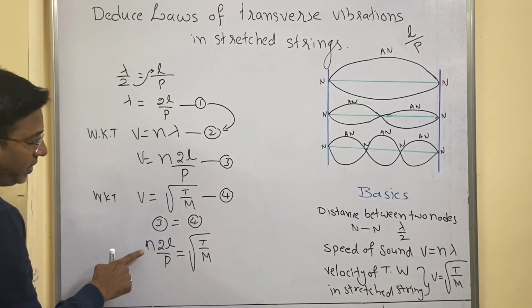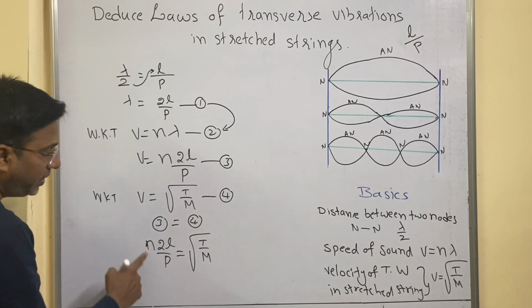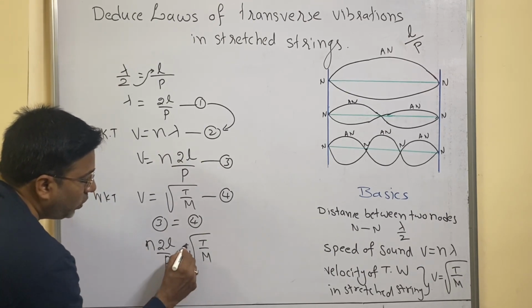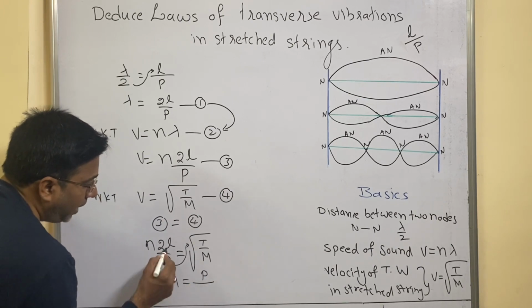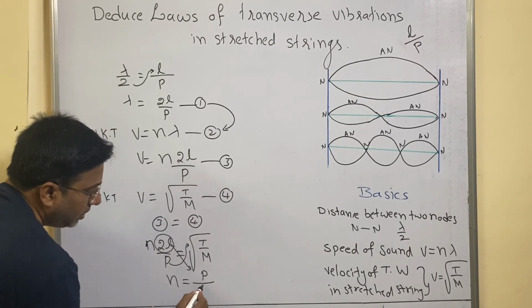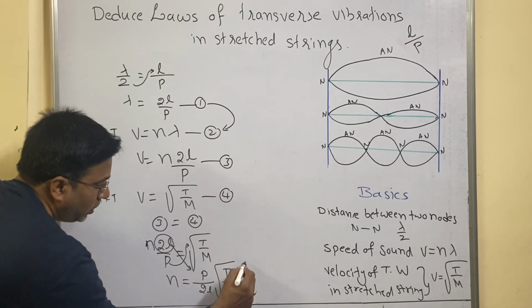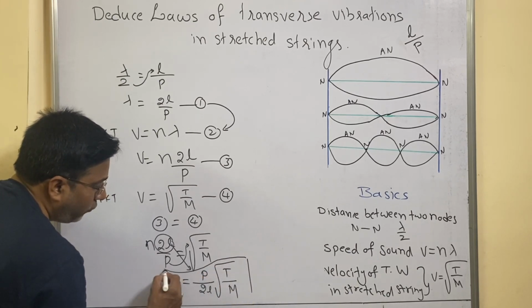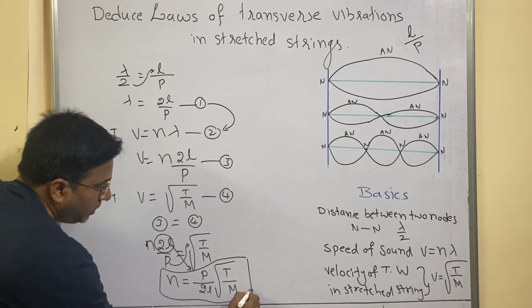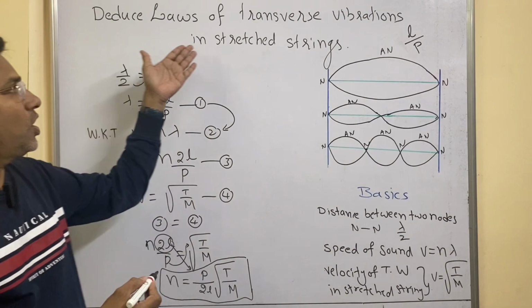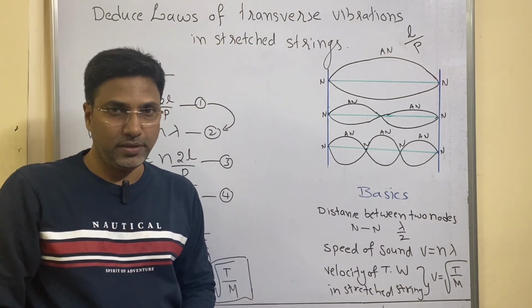So what we have to find here? The formula of n we have to find here. Therefore, from here we can write n is equal to, this P will go here, so P by 2L under root T by m as it is. So this is the general formula of frequency in case of stretched string. From this only we will deduce the laws of transverse vibrations.